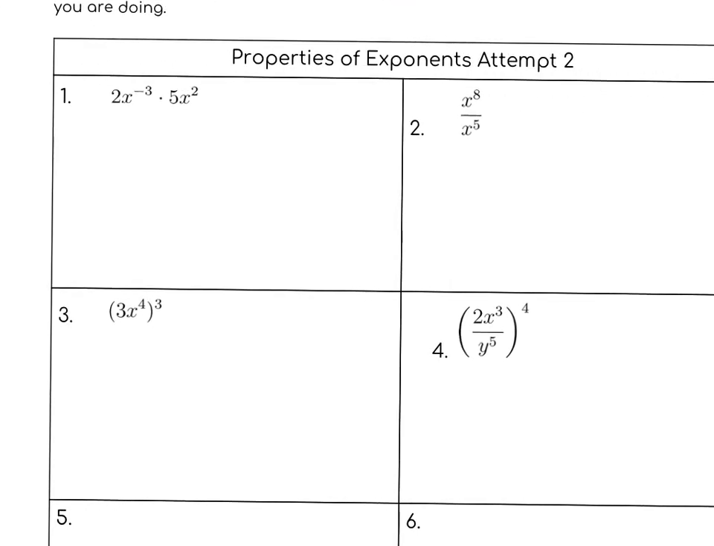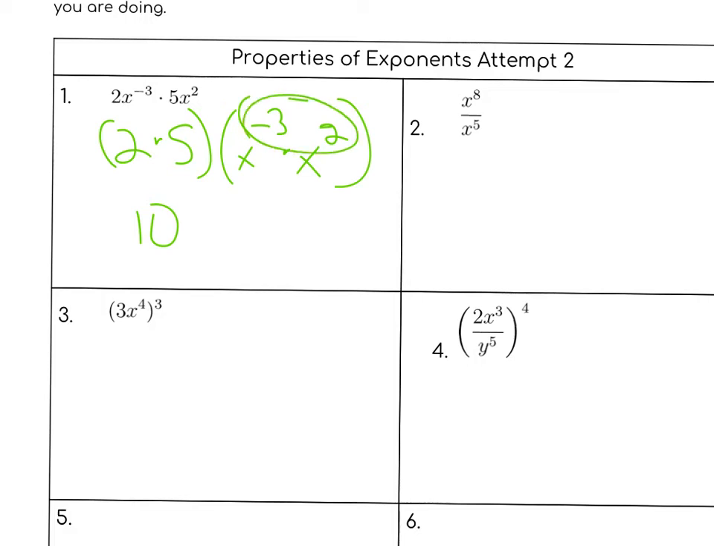I'm going to rewrite it. Write it as 2 times 5, and then x to the negative 3 times x squared. 2 times 5 is 10. X to the negative 3 times x squared, I add those exponents because I'm multiplying the bases. And then negative exponents, I want to put on the bottom.